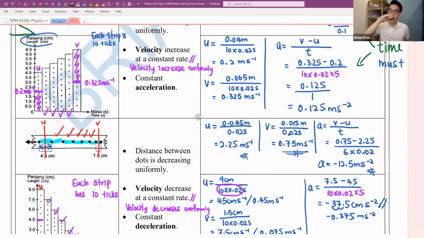Okay, add this one into your notes. Velocity increases uniformly. Velocity decreases uniformly.